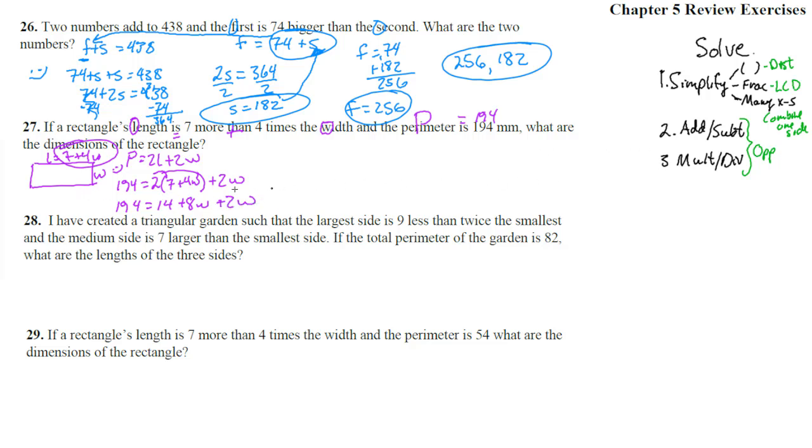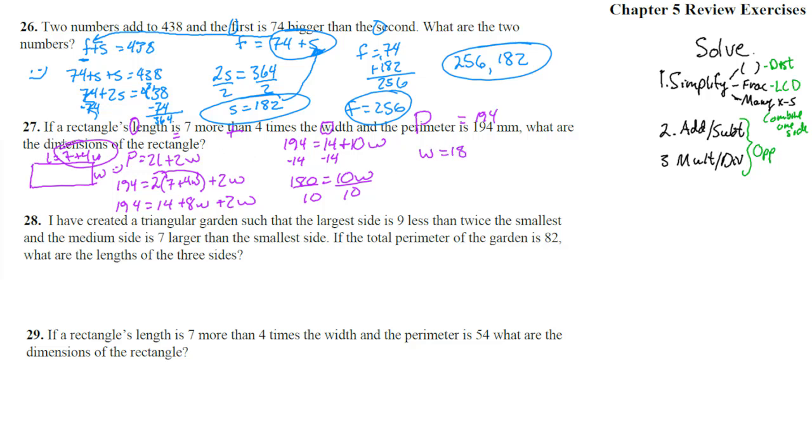Okay, are there many W's? Yeah, let's put them together. So we get 194 equals 14 plus 10W. W's are all together. We didn't even have to subtract something from both sides. Now add or subtract to get the W's by itself. So we get 180 equals 10W. Now divide by 10, and W equals 18.